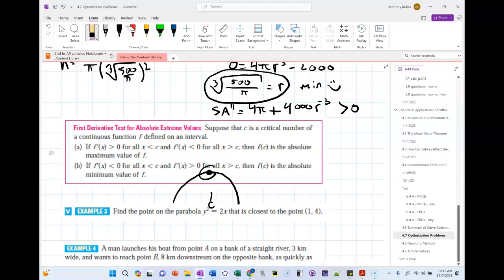What if it's more than one C? If it's more than one C, this doesn't apply. It's only for one C. If you have only one critical value, then any local maximum is an absolute maximum, any local minimum is an absolute minimum. But if you have more C's, then this doesn't apply anymore.